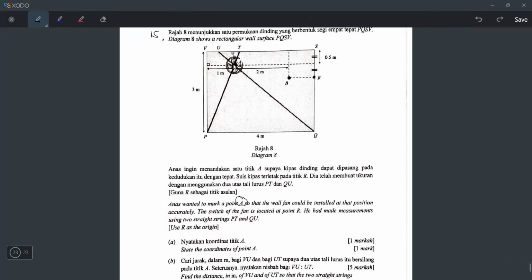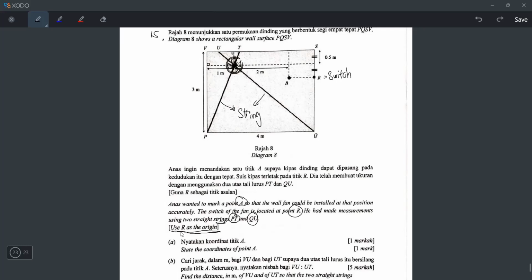Where is point A? Oh, this one. So you want to install the fan here. The switch of the fan is located at point R. So I should write here, R is the switch. And then it says he had made measurements using two straight strings, PT and QU. So PT is a string, and this is also a string. And then they say use R as the origin.